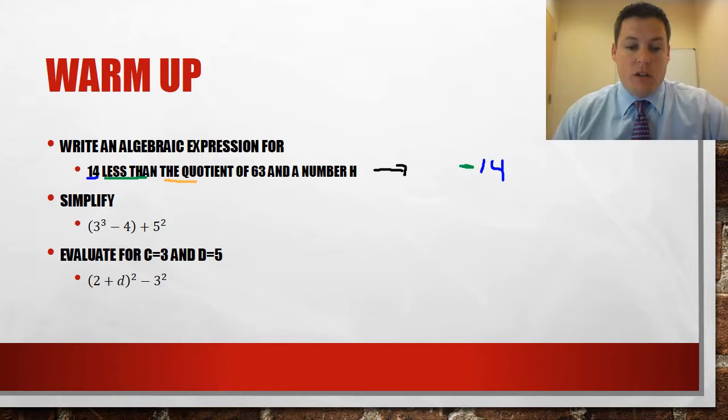The quotient of, so that means we're going to have a division sign here of 63 and a number h. So we're going to change this division sign just into a fraction bar, and we're going to write 63 over h. Okay, and maybe I should make that a different color, but we'll just leave it like this for now.